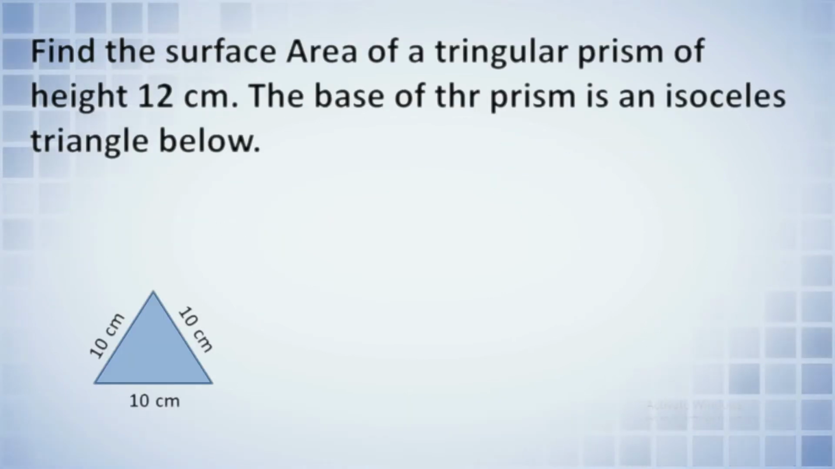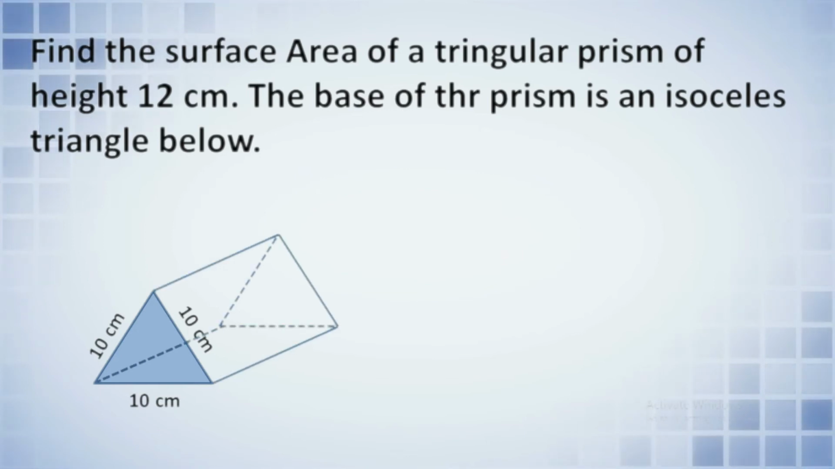Next example. Find the surface area of a triangular prism of height 12 centimeters. The base of the prism is an isosceles triangle below. So this is an isosceles triangle. It means each and every side of this triangle is equal. It's 10 centimeters. So the height is actually 12 centimeters. We need to make a sketch. Like this is the height. Okay, so the height is actually 12 centimeters.